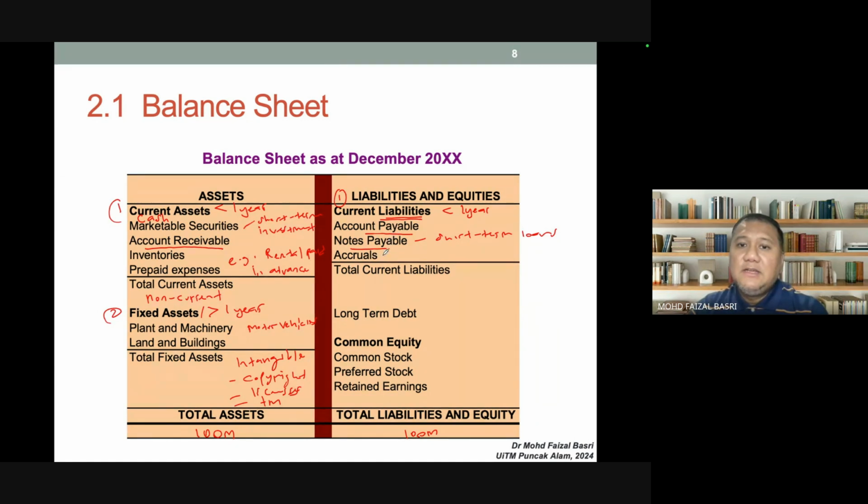Notes payable, and finally accruals. Accruals in full is called accrued expenses. So for current assets, we have prepaid expenses. For liabilities, we have accrued expenses. And how it works is totally the opposite of prepaid expenses. For prepaid expenses, I gave the example of rental. Here, I can also use rental as an example. But for prepaid expenses, we paid the rental in advance, prepaid, but for accrual, the rental is outstanding.